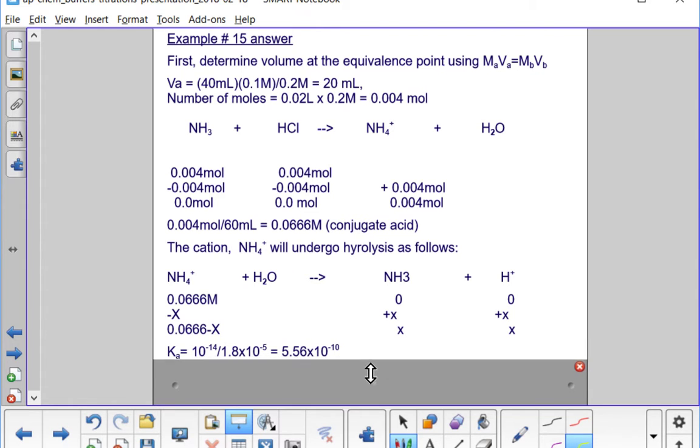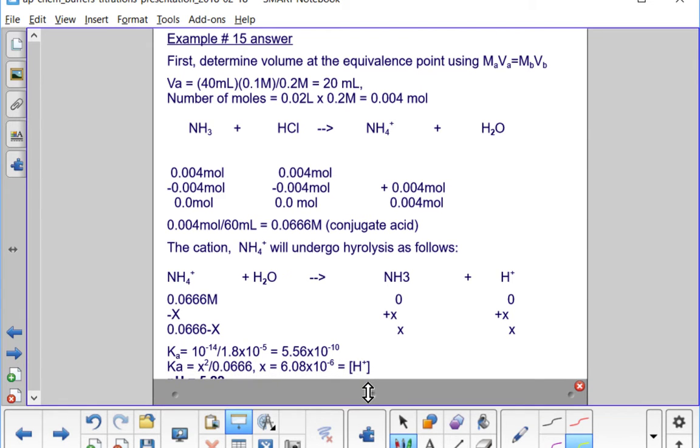We're only given Kb for NH3, so we have to find Ka. It's 1 times 10 to the minus 14th over 1.8 times 10 to the minus 5, 5.56 times 10 to the minus 10th, which is equal to the concentration of the products, X times X, over the concentration of the reactant, 0.0666. We solve for X, which is the hydrogen ion concentration, and we get a pH of 5.22.